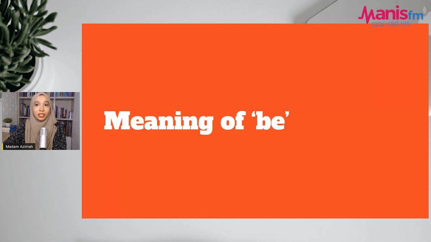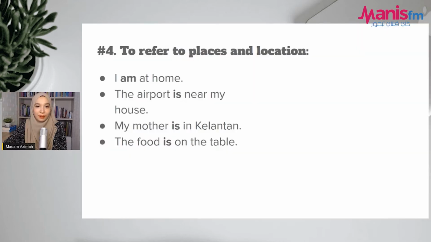Now we're going to continue with more ways of using the be verb. We use be when we want to refer to places and location. Examples are, I am at home. So at home is the place. The airport is near my house. The airport is the subject, and you have to use is there because it's a singular subject.